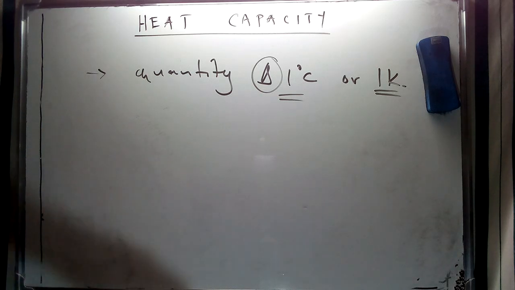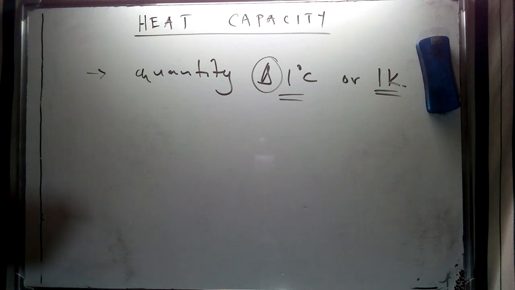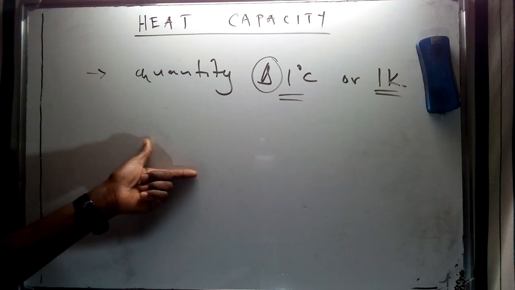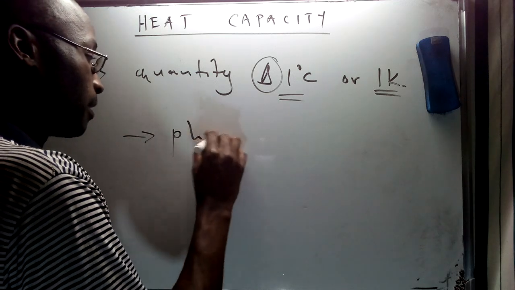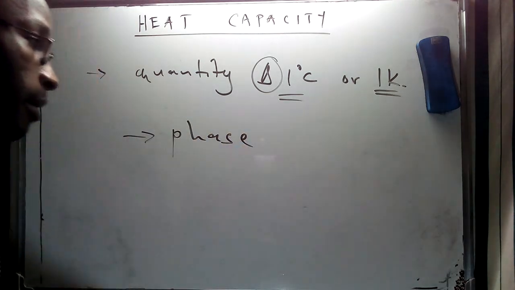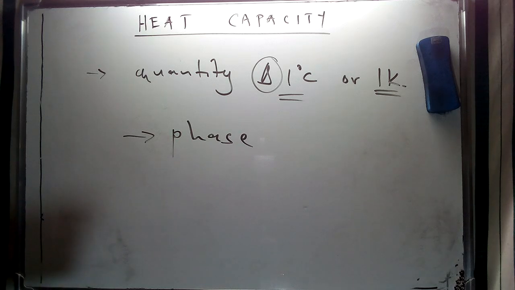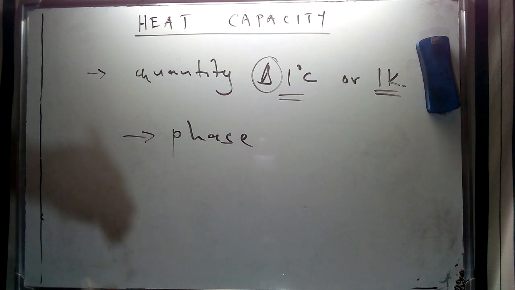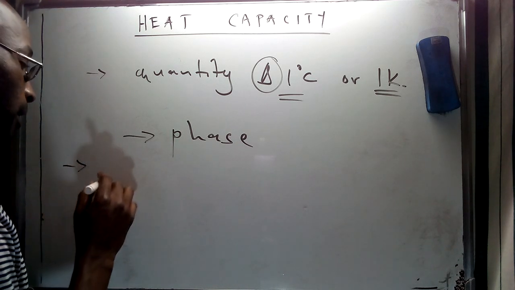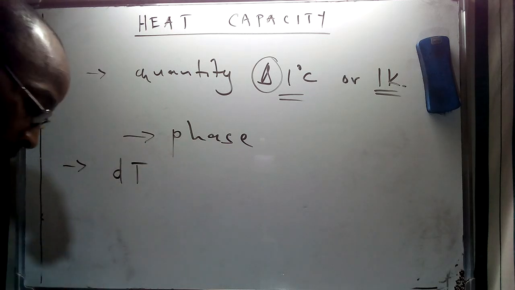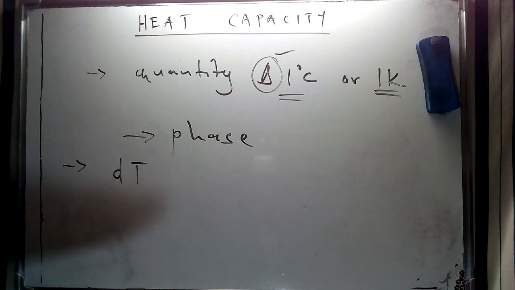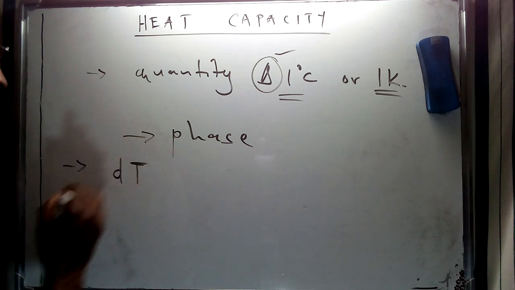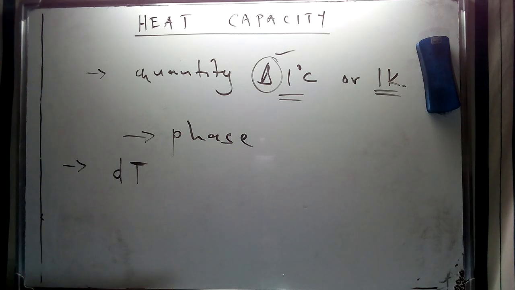And heat capacity is going to involve systems which are undergoing a change where there is no change in what we refer to as a phase. In this case, by phase I refer to solid, liquid, and gases, the different forms of matter. Now, the change in temperature is going to be denoted as dT, and in some cases, as I've said, we are going to use the notation delta.